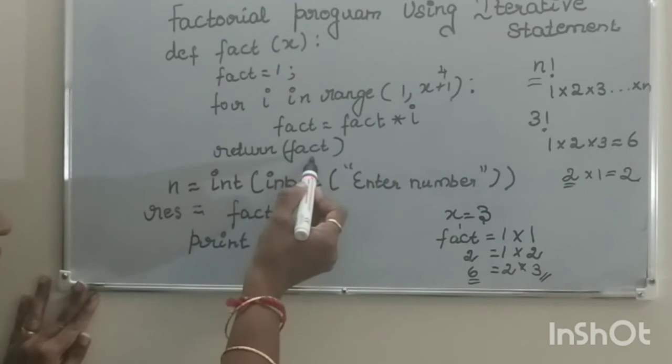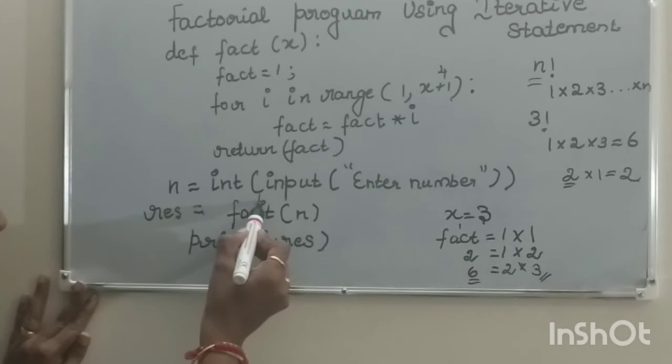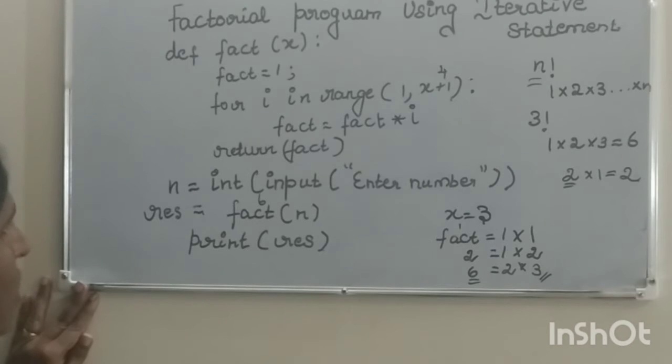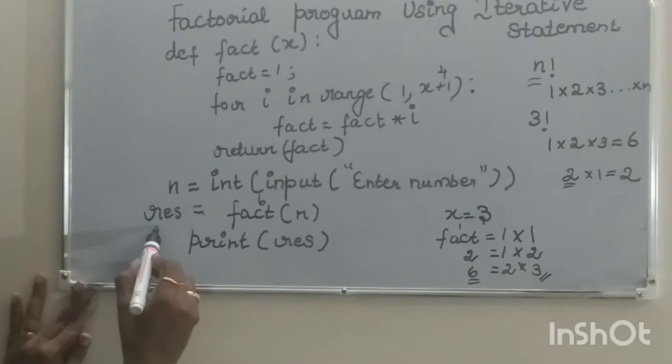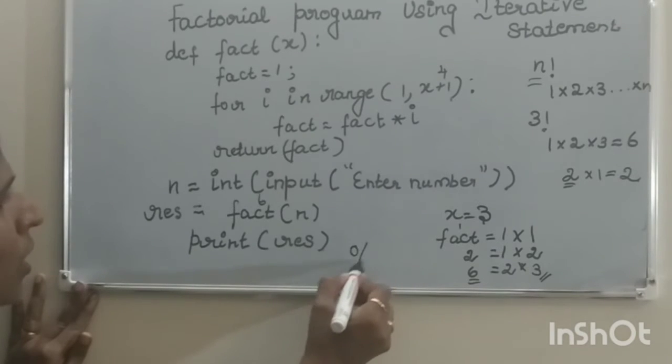Okay. Next, fact value is returned to the function call. Now the fact of n has the value 6. The 6 will be stored in a variable res. Print of res will produce the output 6.